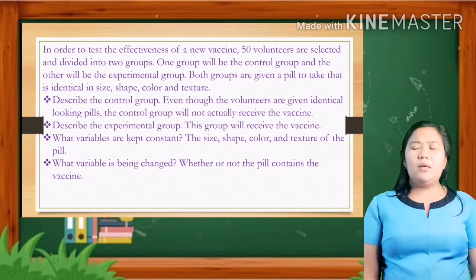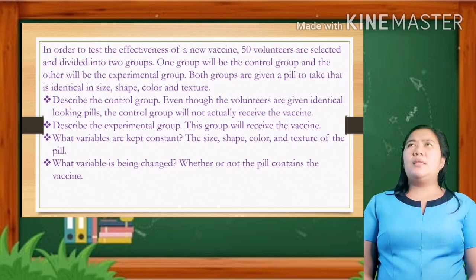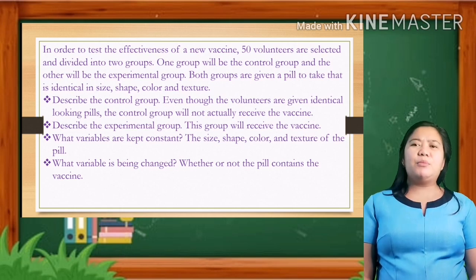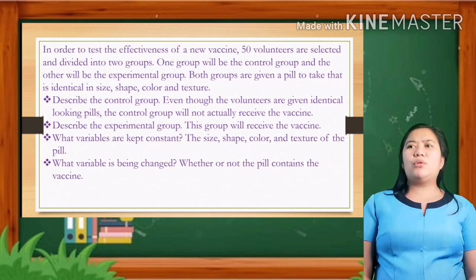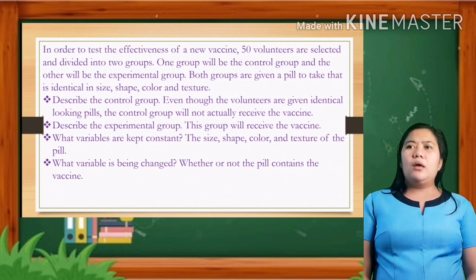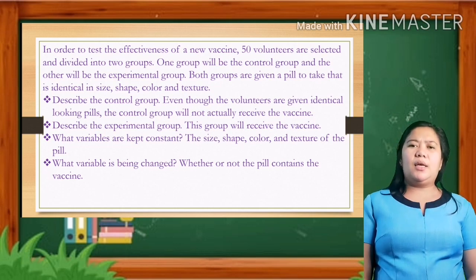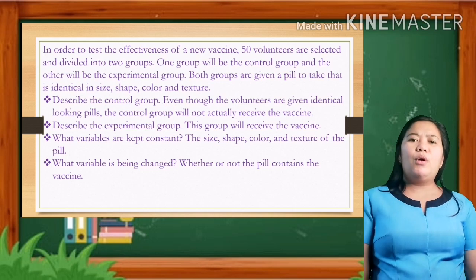Likewise, in the scientific method, this control group will be your point of comparison in your experimental setup. As long as you have the control group, you will have the basis for drawing or analyzing your data. Without the control group, you will not have any point of comparison.